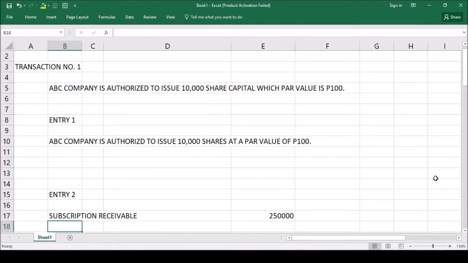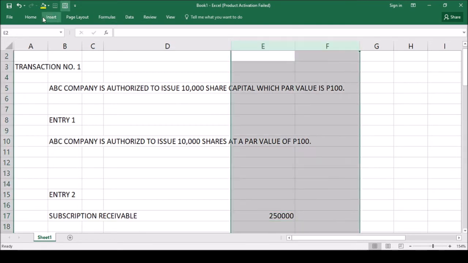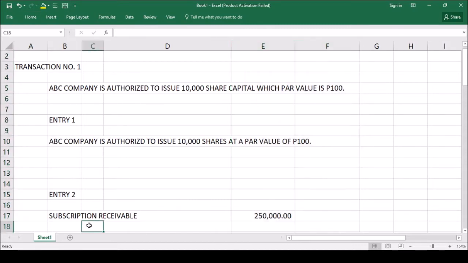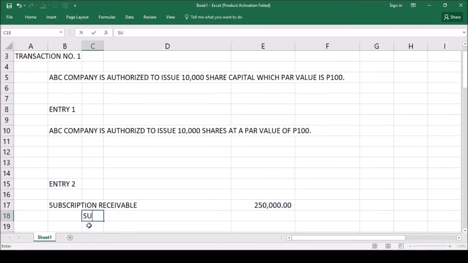So, the subscription receivable on the date of authorization will be 250,000. Lagyan po natin ng comma para mas accounting na accounting tignan. Okay? And then, our credit will be subscribed ordinary share, subscribed share capital, with the same value, 250,000.